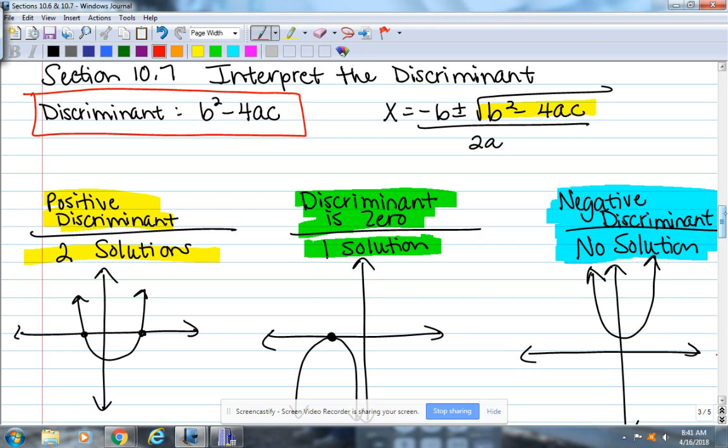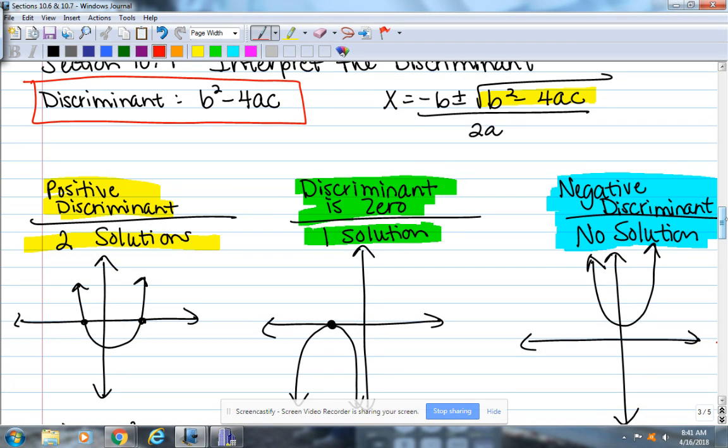If you get 0 for your discriminant, that's the case where you only have one solution. So only the vertex touches the x-axis. That would be when the vertex is the only point on the whole graph of the parabola that touches the x-axis. So if the discriminant is 0, you have one solution. And if you get a negative number for your discriminant, you will have no real solutions. That means your parabola never crosses the x-axis.